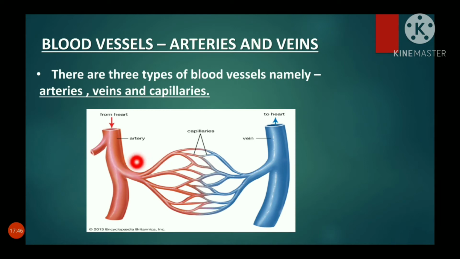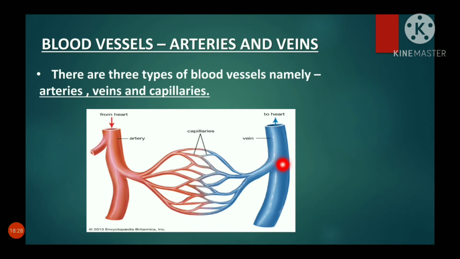Blood vessels are a network of branched tubes that transport blood. There are 3 types: arteries, veins and capillaries. Arteries are thick and elastic vessels that carry blood away from the heart to various organs of the body. That is why it is red in color. All arteries carry oxygenated blood except the pulmonary artery, which carries deoxygenated blood to the lungs.